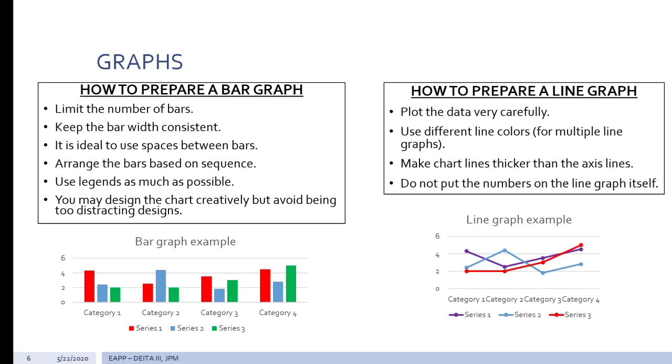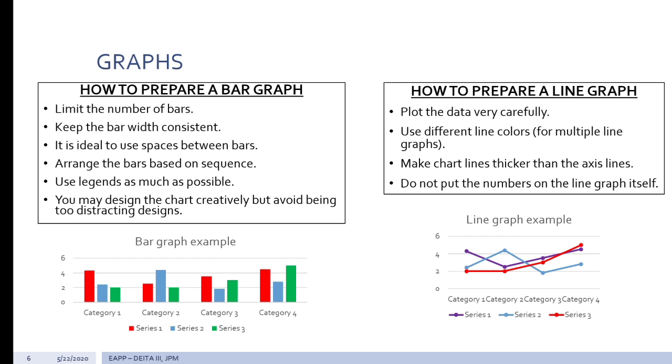Now, how do we prepare one? Like I mentioned earlier, it is for trends or changes in data in visual form. The first thing you need to do is plot the data very carefully. With the vertical and horizontal axis, you need to be very specific, very concise. And when you're plotting, make sure that it is aligned to those constants.